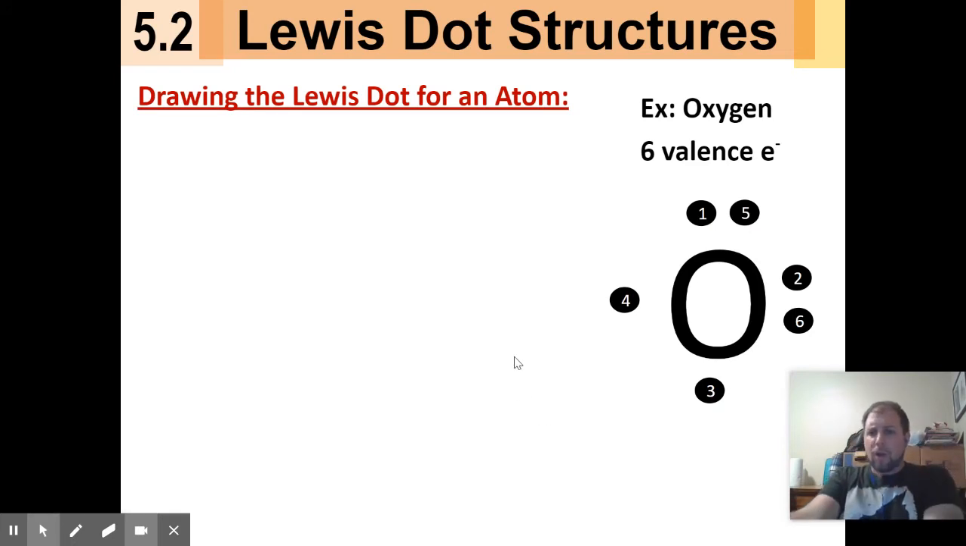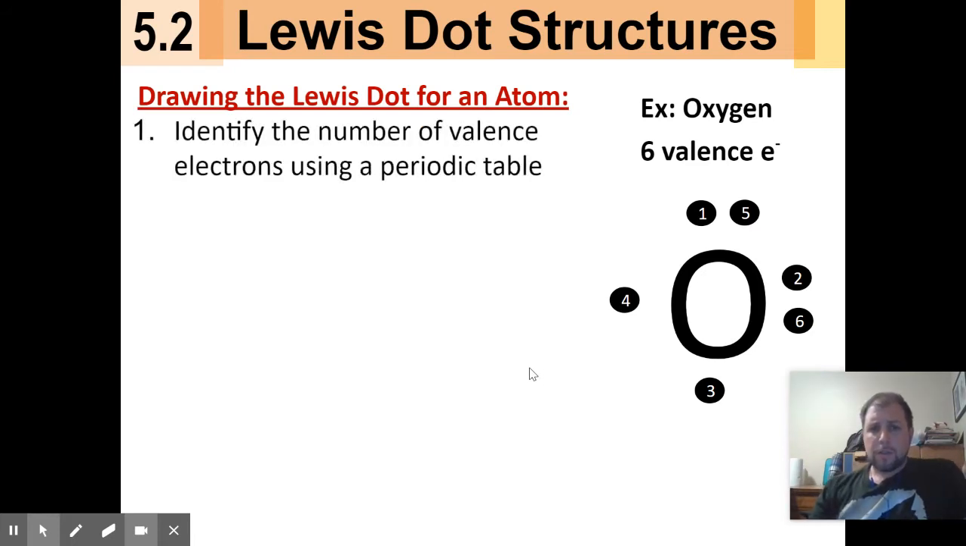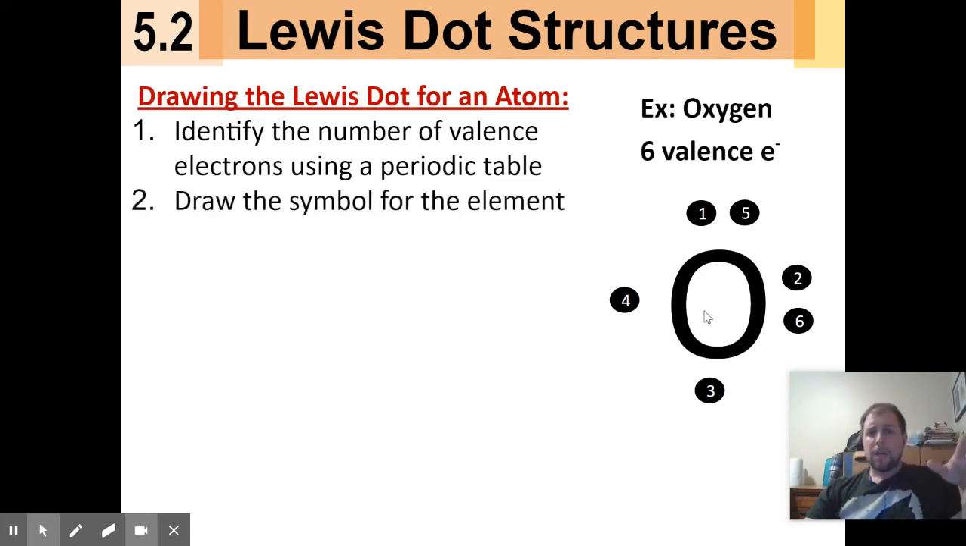Here's how we draw the Lewis dot structure for an atom. When I tell you to draw the Lewis dot structure of an atom, your first step should be to identify the number of valence electrons that this atom has. For example, oxygen has 6 valence electrons. You can tell this by looking at the periodic table. Next step, draw the symbol for the element.